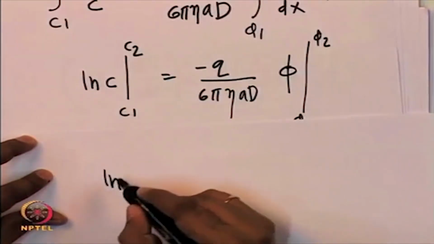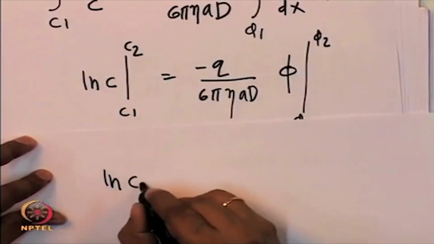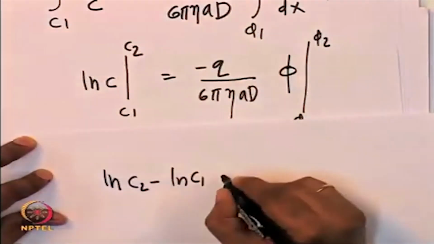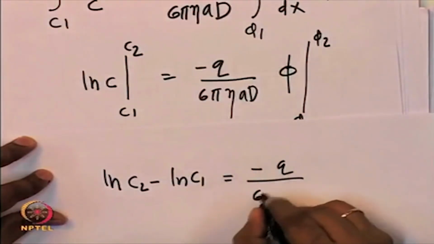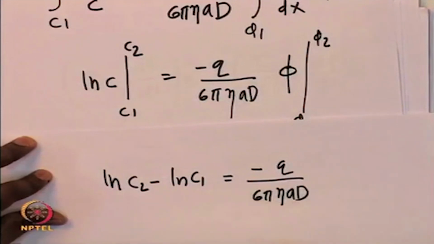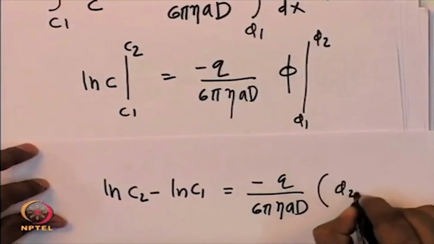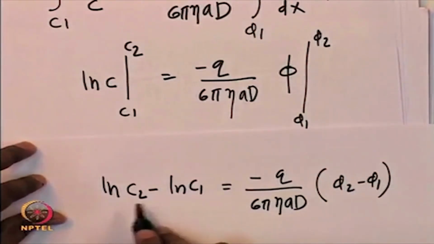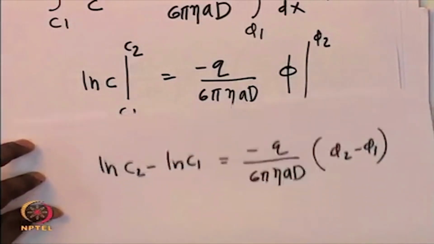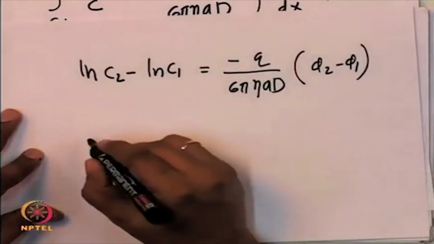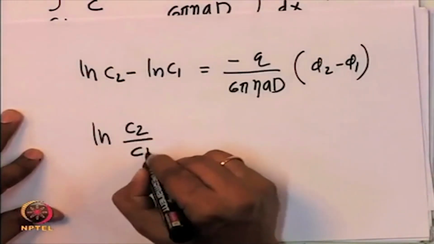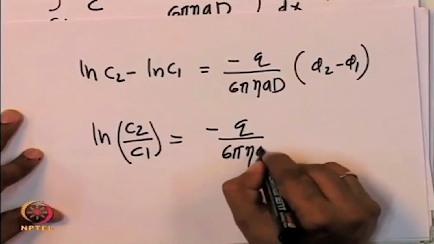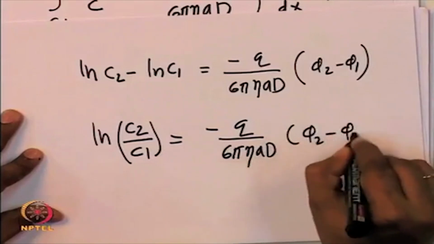If you apply the limits, on the left hand side you get ln c 2 minus ln c 1, and on the right hand side minus q by 6 pi eta a d into phi 2 minus phi 1. If I apply the limit here, it is phi 2 minus phi 1. Log a minus log b is log of a by b. So, I can write this as log of c 2 by c 1 is equal to minus q by 6 pi eta a d into phi 2 minus phi 1.